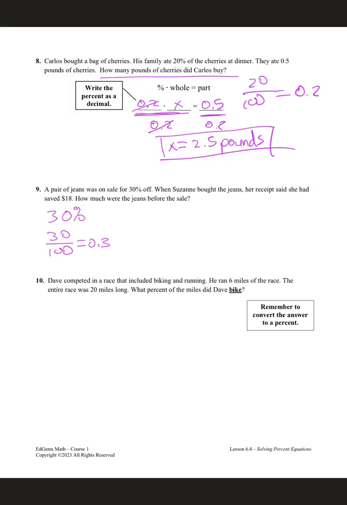Now, what is the part? What is the whole? So the pair of jeans were 30% off. Okay, when she bought the jeans, her receipt said she saved $18. So $18, that is my part, because that's what she saved. Part. Okay, and this is how much were the jeans before the sale. So we don't know what they were before the sale, so I'm going to put J for jeans, and that is our whole.